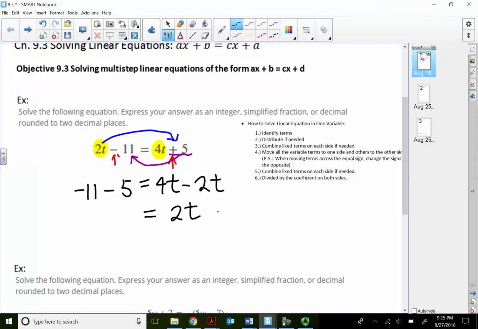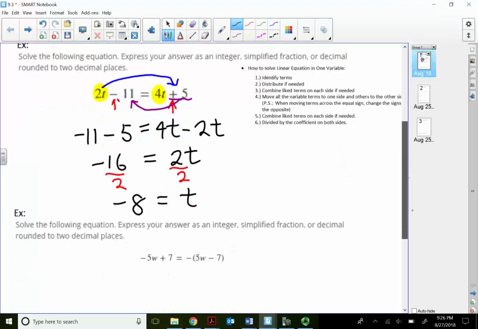So I'm in step number 5 now. Negative 11 minus 5, if you do it in your calculator, terms with the same sign, you should add. So that would be negative 16. So now I'm down to 2 terms. No more like terms to combine. Variable term on one side, there's no parentheses, so it must be time to divide both sides by the coefficient. So my answer, t equals negative 8. Okay. All right, let's try another one.